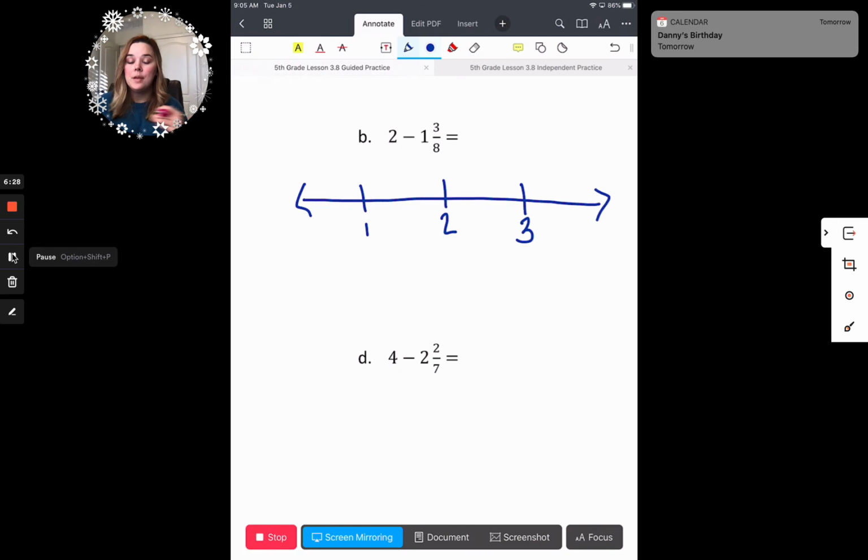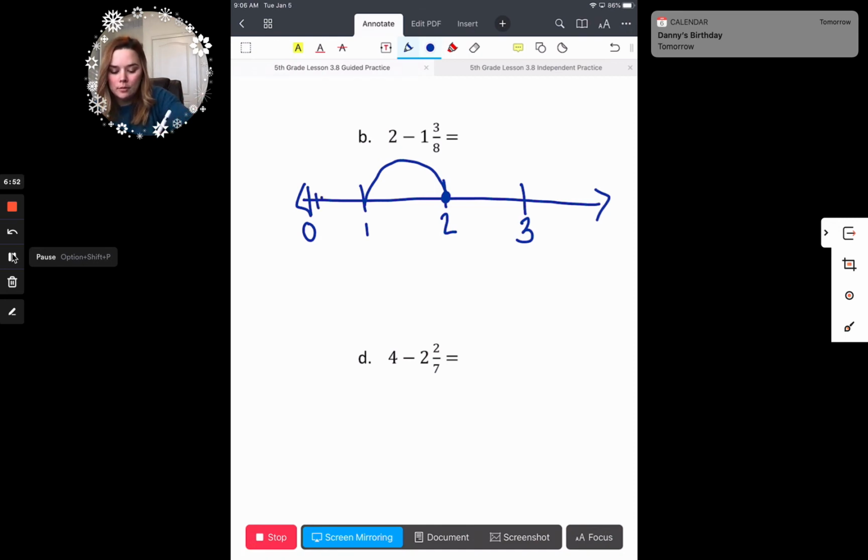So it doesn't need to be a lot of numbers since we have some small numbers here. So we're starting at 2 and we're subtracting 1 3/8. So we're going back 1 3/8 spaces. So we're going to go back 1 space to 1. Then for our 3/8, we're going to have to make some 8s in between 0 and 1.